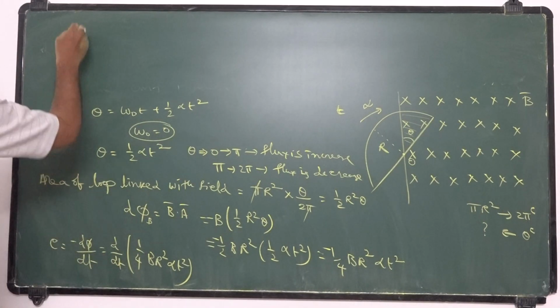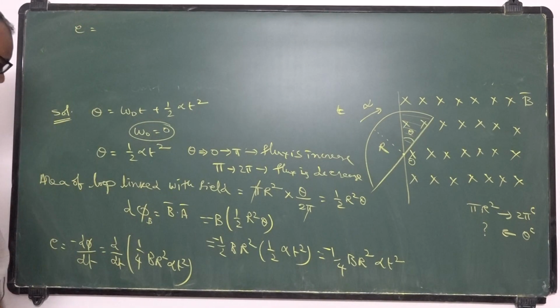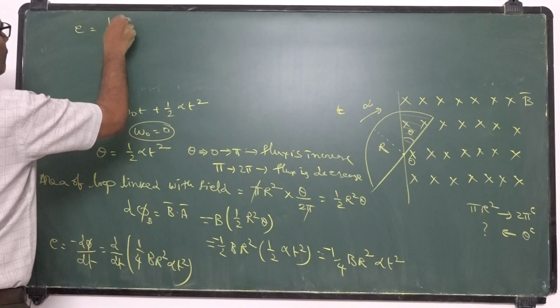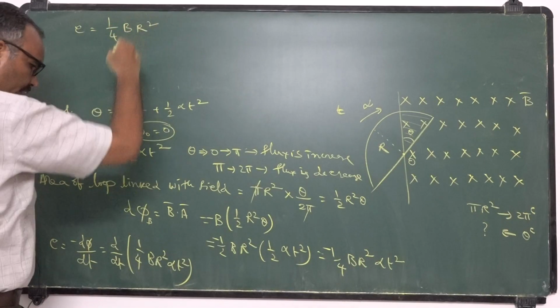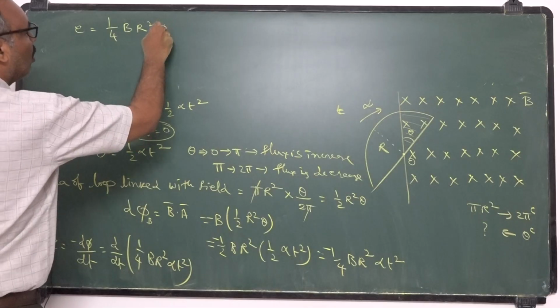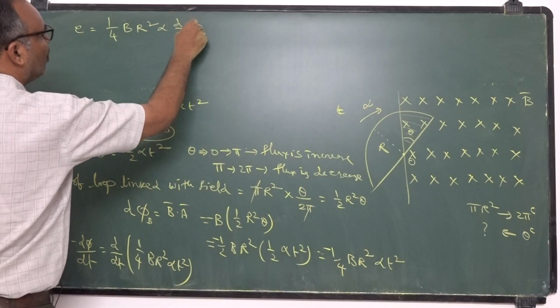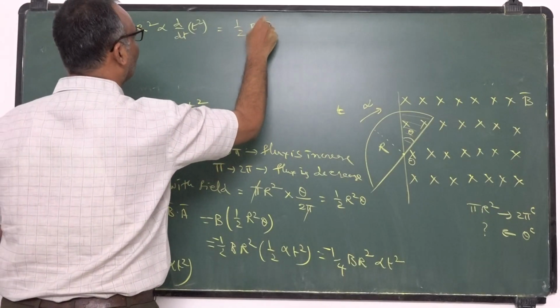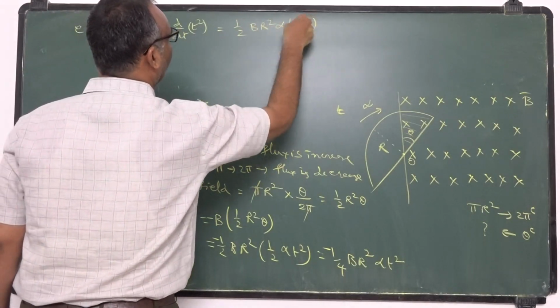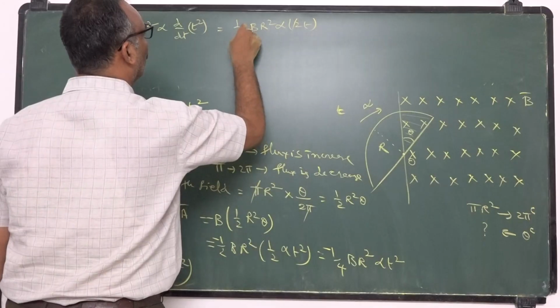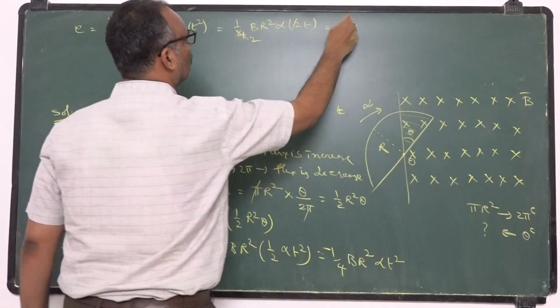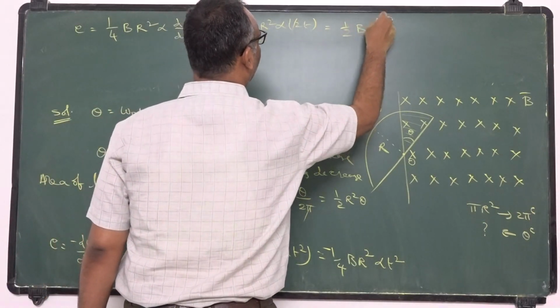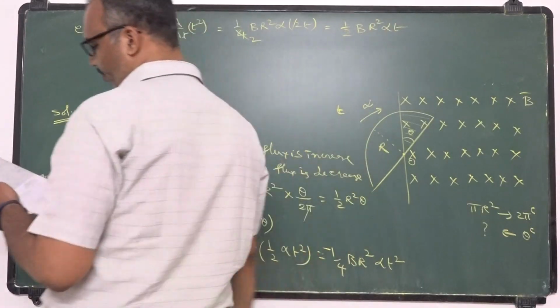So here constants I should keep out. Constants 1 by 4 b r square alpha, then d by dt of t square. Derivative of t square is 2t. So half b r square alpha into 2t. Sorry, this is 4. We'll go for 2 times. So half b r square alpha t is the EMF developed.